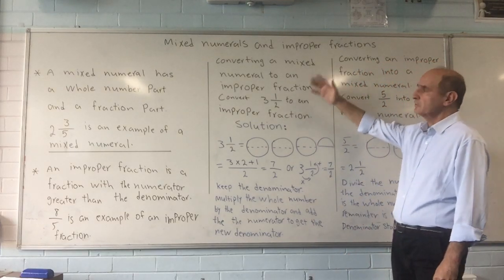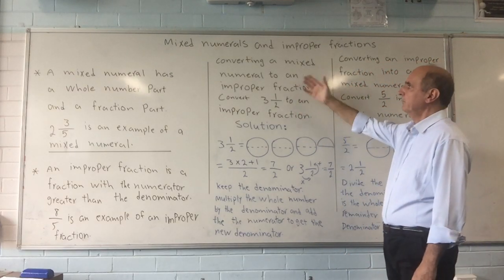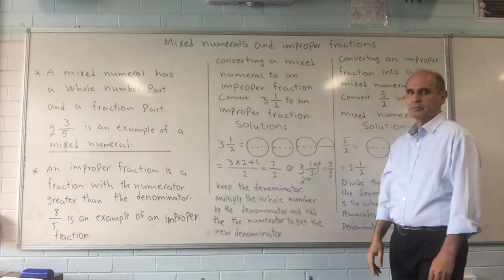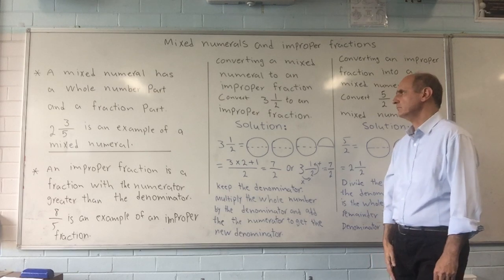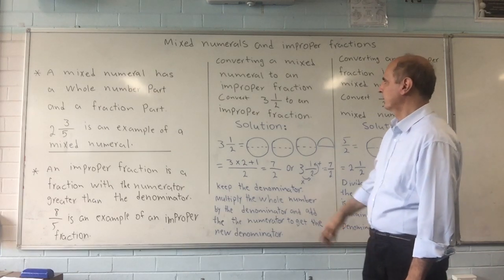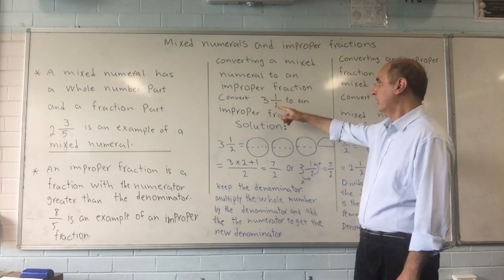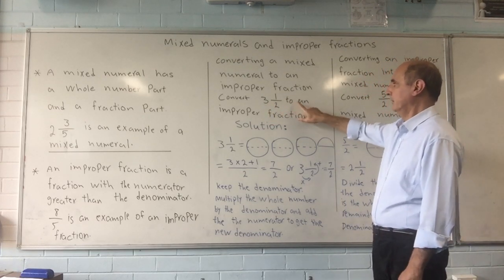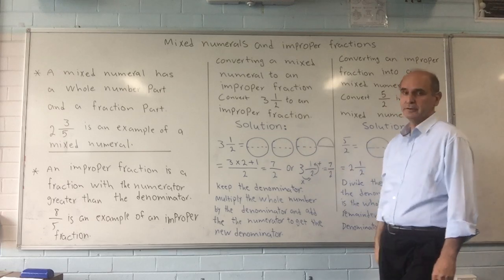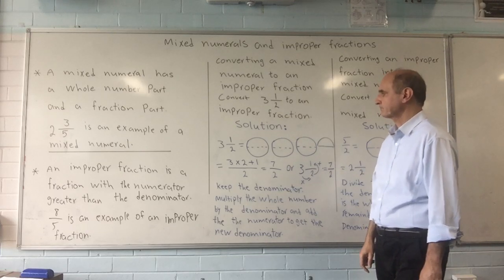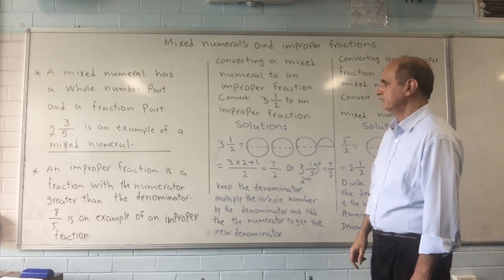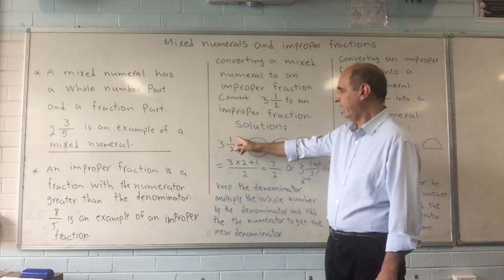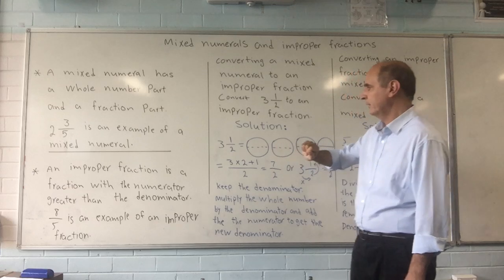Now let's have a look to see how we can convert a mixed numeral into an improper fraction. Here they are asking us to convert 3 and 1/2 to an improper fraction. We have 3 and 1 on 2.